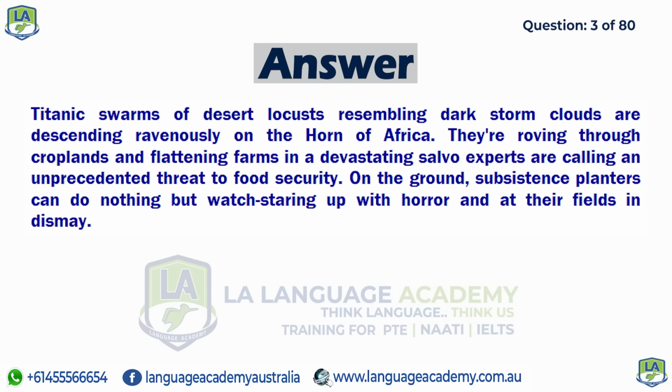Titanic swarms of desert locusts resembling dark storm clouds are descending ravenously on the Horn of Africa. They're roving through croplands and flattening farms in a devastating salvo experts are calling an unprecedented threat to food security. On the ground, subsistence planters can do nothing but watch, staring up with horror at their fields in dismay.